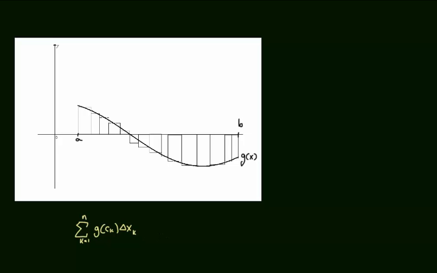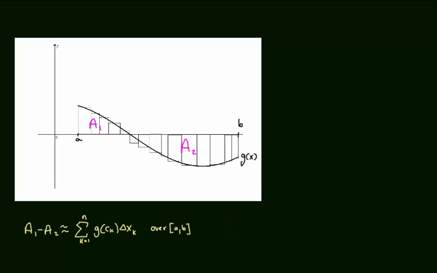What would it approximate? It would not approximate the total area between g of x and the x-axis. It would not approximate that. So what would it approximate? If I think of the area above the x-axis as a1 and think of the area below the x-axis as a2, then this sum that we have below would be an approximation for a1 minus a2 over a to b, of course.